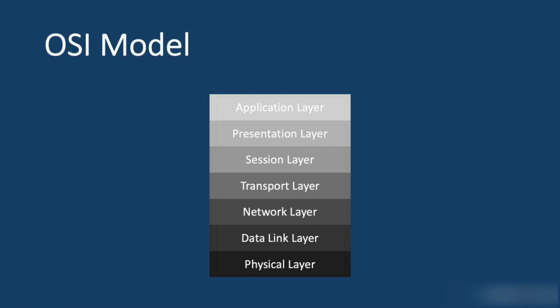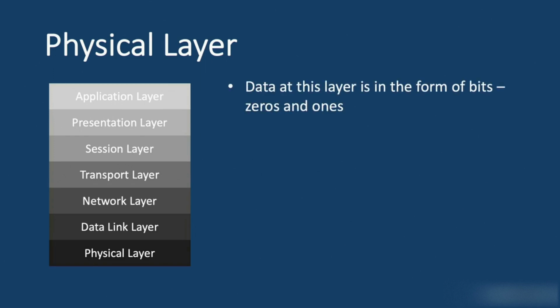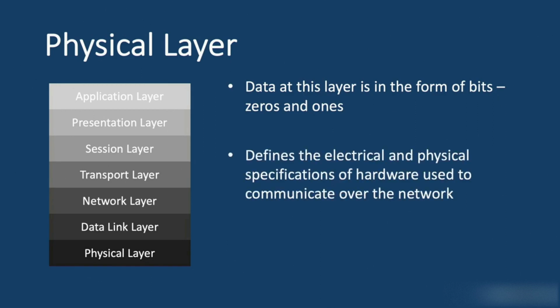Now let's talk about each of these layers in detail. We'll start with the first layer, which is the physical layer. This is the layer where data arrives in raw format, which is bits made up of zeros and ones. The physical layer is responsible for defining the electrical and physical specifications of hardware used to communicate over network. So that means it is responsible for defining standards for cables, connectors, frequencies of wireless signals, voltage specifications, etc.